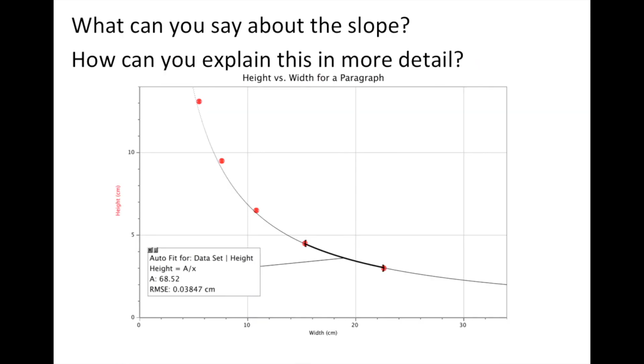And then we talked about the slope and how we could explain the slope in detail. So the slope starts out, when the width is small, very steep negative, a very large negative number. And then as it goes along, it gets more shallow, so less negative. So you could say that the slope is increasing as the width increases.